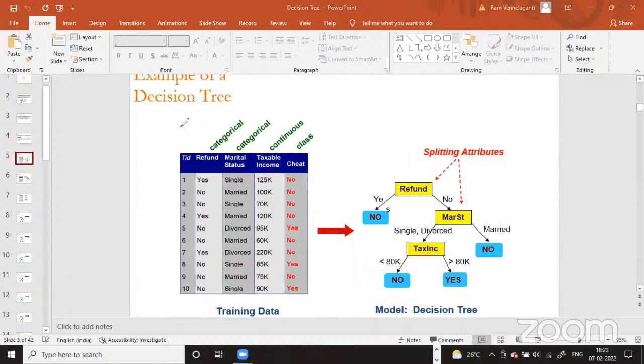Let us take another example. We have 3 independent variables and we have 1 dependent variable. The independent variables are income tax refund, which is one independent variable. We have another independent variable, marital status. And this is another independent variable, taxable income.